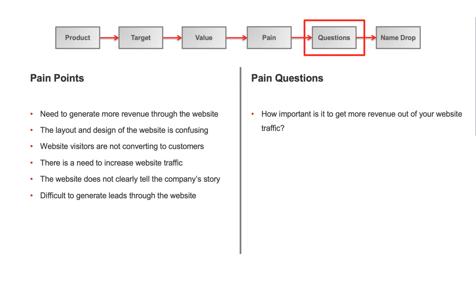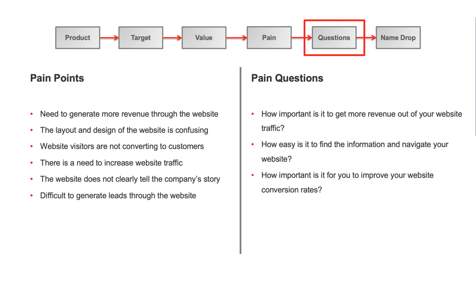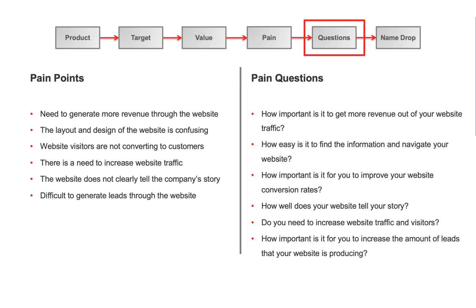So for each pain point, you could think of 1 or 2 questions, and I'm just going to do 1 for 1. Just look at that pain point and think of a way to ask to find out if someone has that. How important is it to get more revenue out of your website? How easy is it to find more information and navigate the website, improve your website, and whatnot? So now we have pain questions.